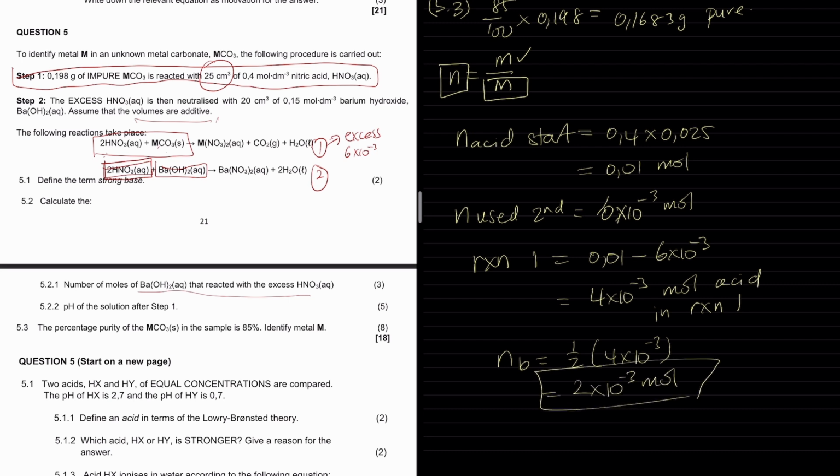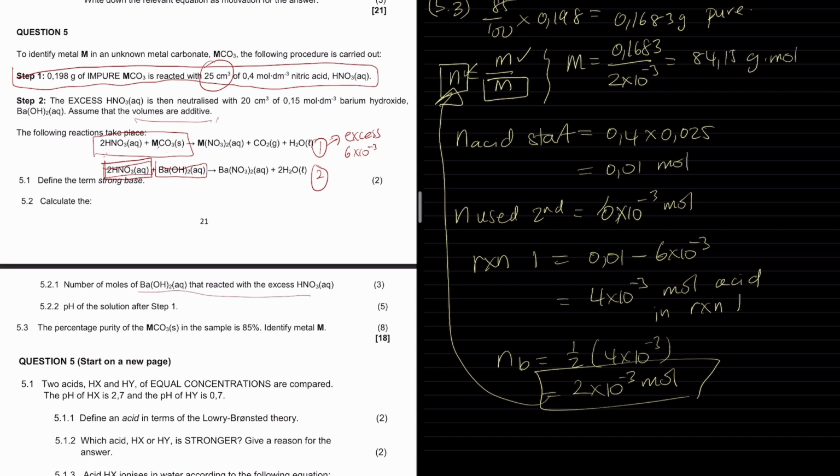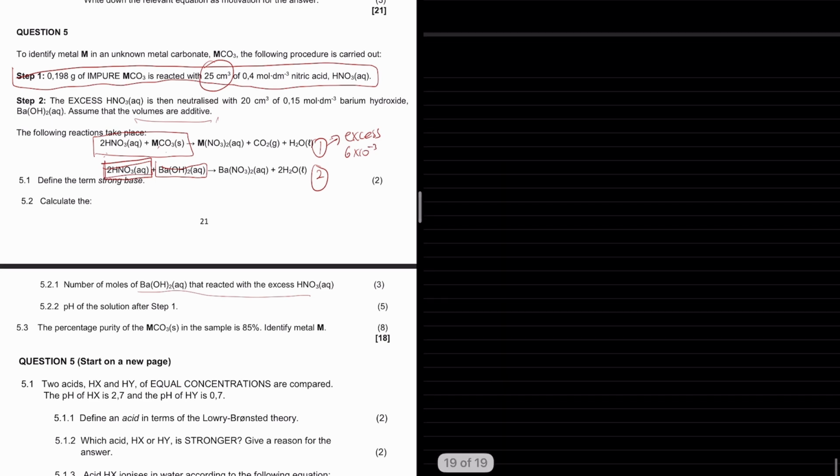So this is the number of moles. If I know the number of moles and I know the mass, I can calculate the molar mass. So the molar mass is going to be the mass, which is 0.1683, divided by the number of moles, which is 2 times 10 to the minus 3. That is equal to 84.15 grams per mole. So now we know the total molar mass, we can calculate what M is.